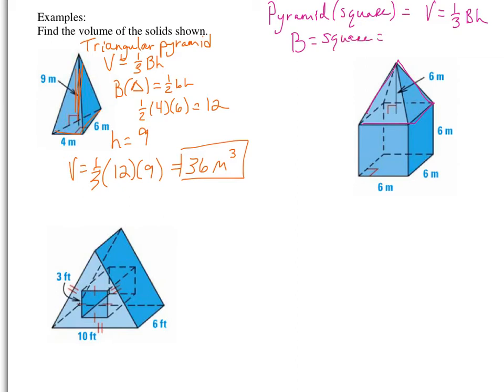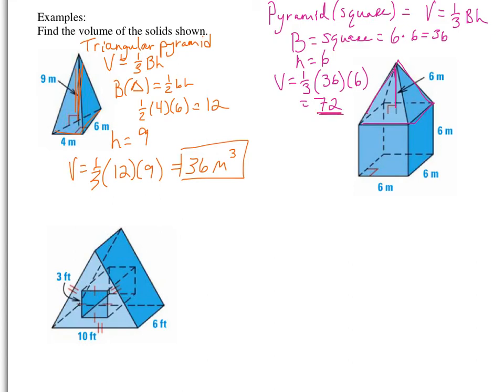So we can just multiply base times height, or length times width, so 6 times 6, so 36. The height of the pyramid is 6, it's this one right here. So when I plug in my volume, I've got 1/3. Capital B we got was 36, and our H for our pyramid was 6. So when I multiply these together, I end up with 72. All right, so we're going to come back to that.